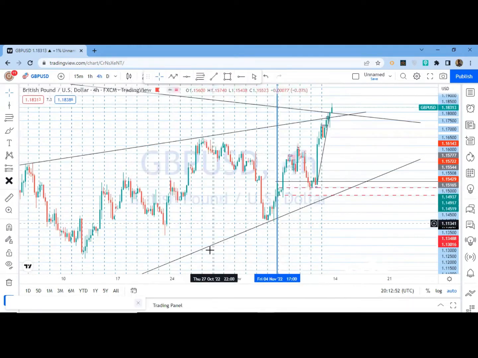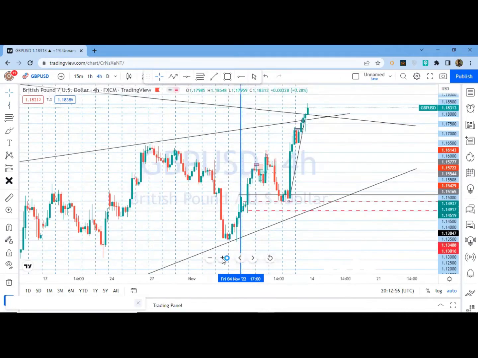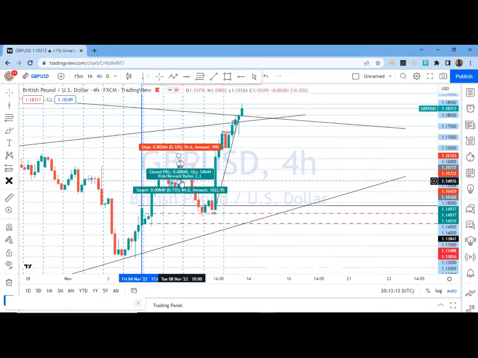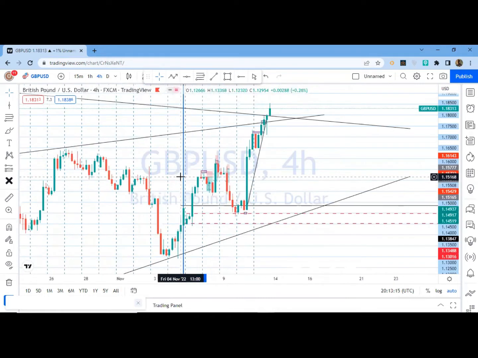Now these two candles were highs and lows of the week, and this bullish candle is the one that confirmed that the whole week could be bullish.